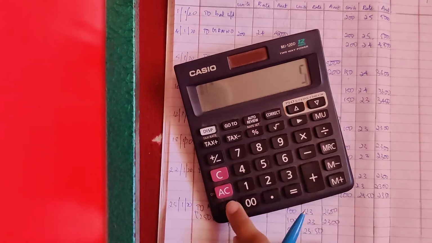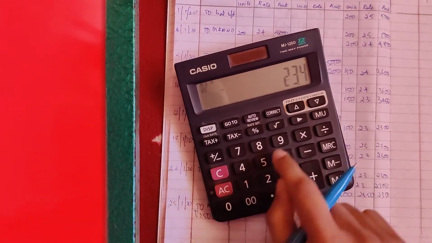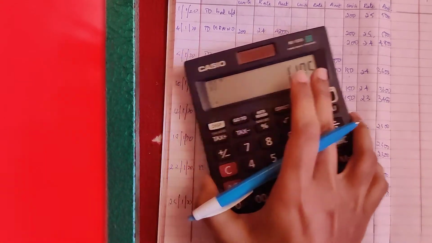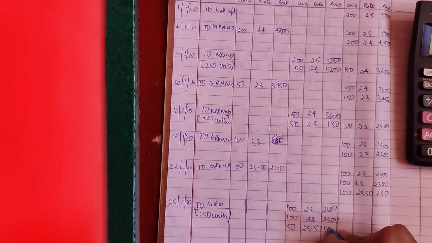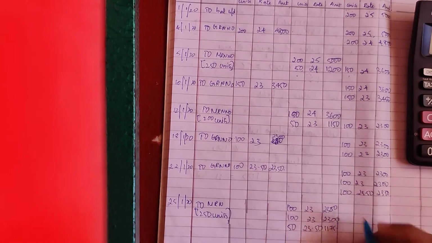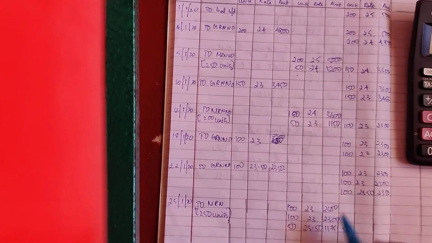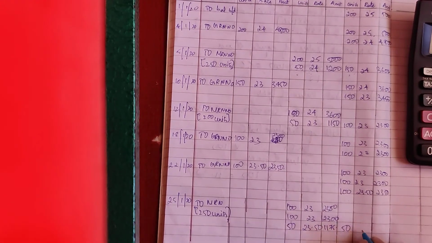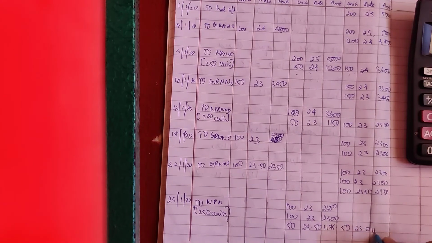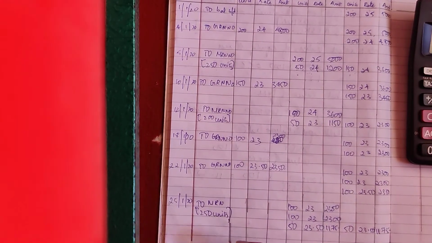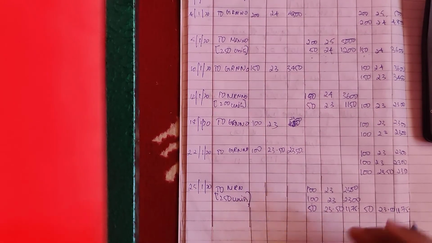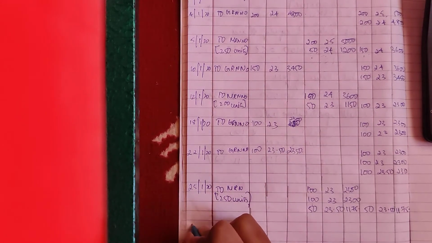50 into 23.50 will give you 1175. Now what is the balance remaining out of this 100? It is 50. 100 minus 50, 50 will be your balance at the rate of 23.50. Again your balance will be 1175. Now finally, after everything is done, you have to close your balance. You have to bring down your balance.